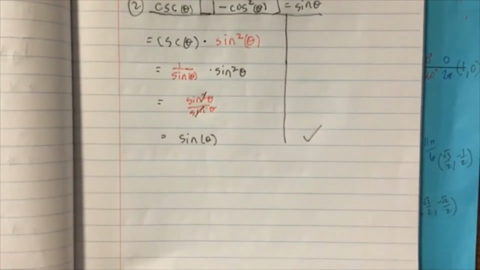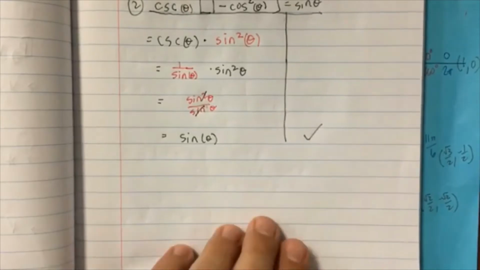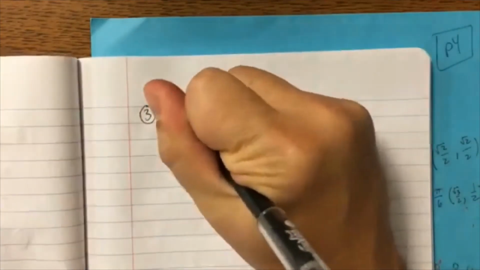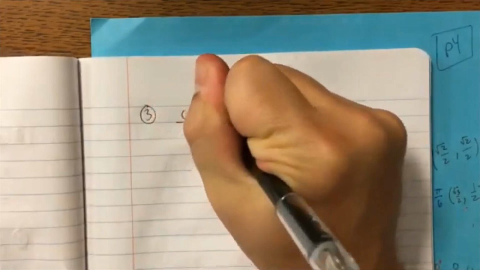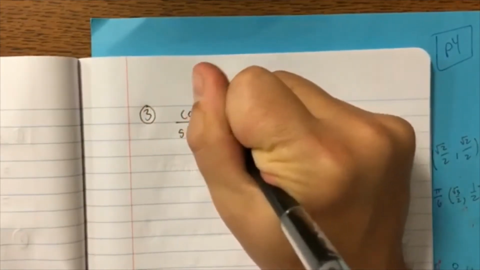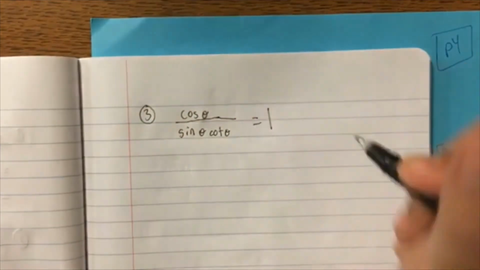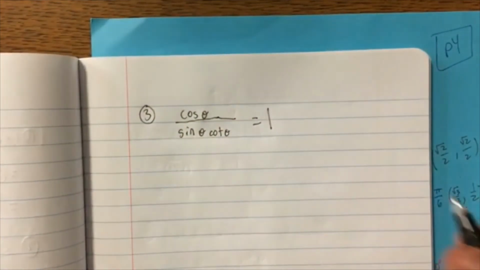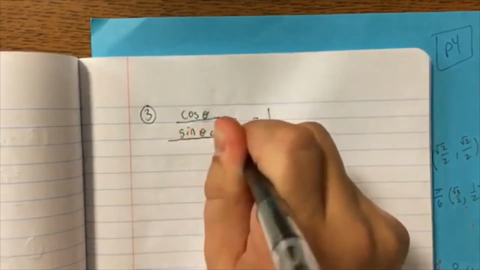I've got one more that's a little bit more challenging. Maybe I'll use a fresh sheet of paper for this. And then one last one that will be a bit of a challenge. All right, so for this first one, I'll have cosine theta over sine theta cotangent theta equals 1. Okay, and I want to prove that that's true using all those identities.